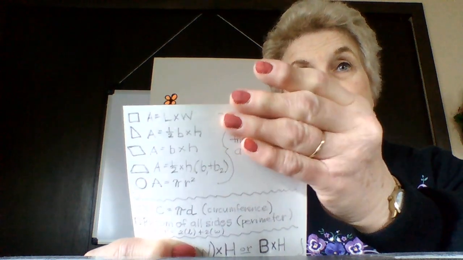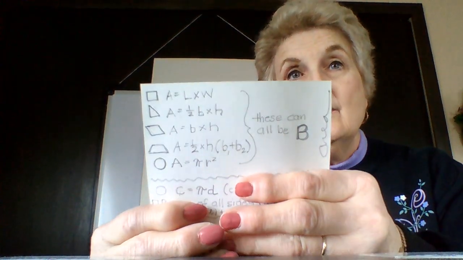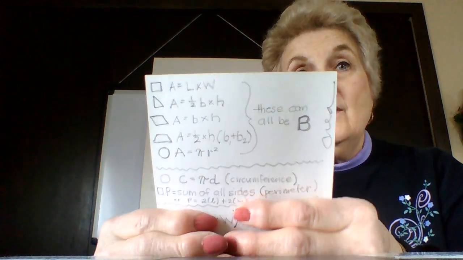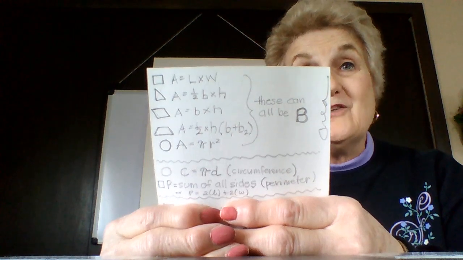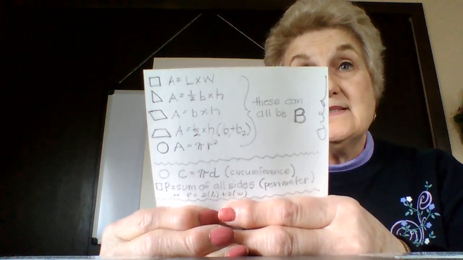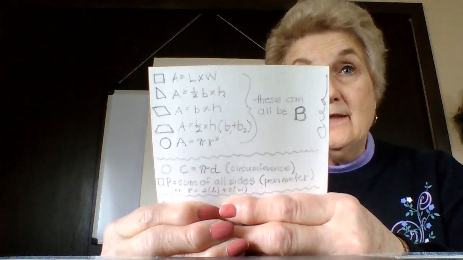Okay, don't worry about this just yet. We'll talk about that later. But you should have these formulas for area on your card. Also, you should have these formulas on your card right now. Remember, we talked about circumference of a circle. That's what the C stands for. And the formula is pi times the diameter, right?